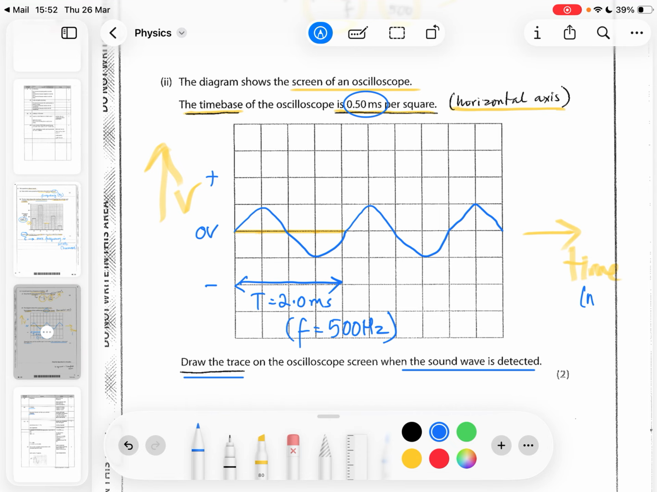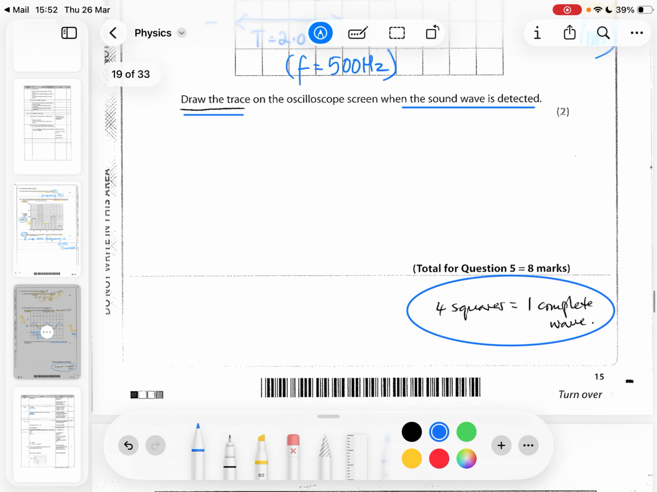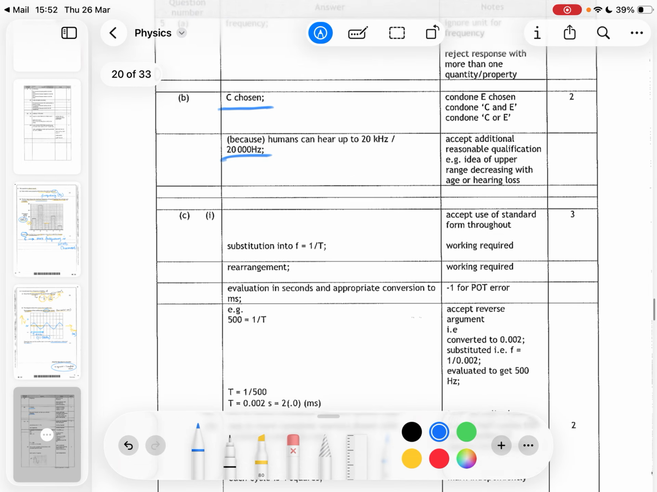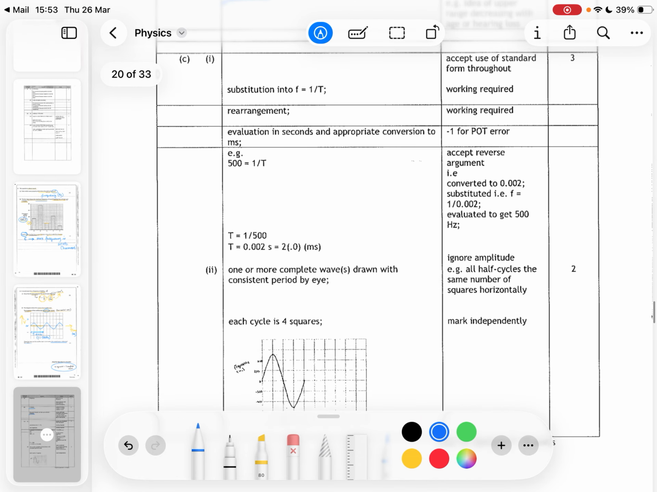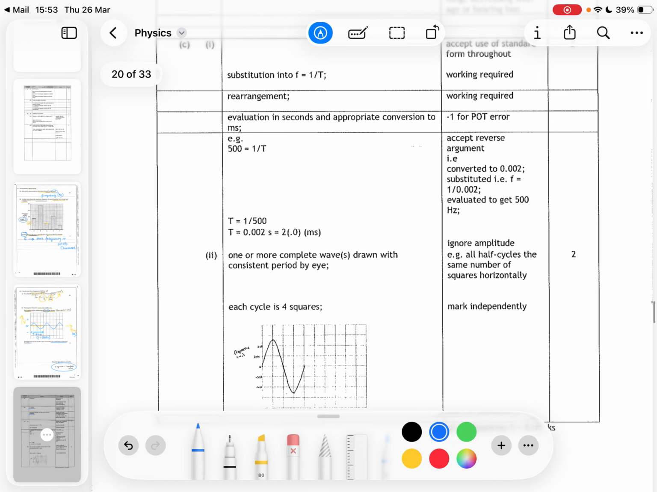In this case we're talking about milliseconds. So we got 4 squares to complete 1 wave. And there's the mark scheme. And they've only drawn 1 of them.